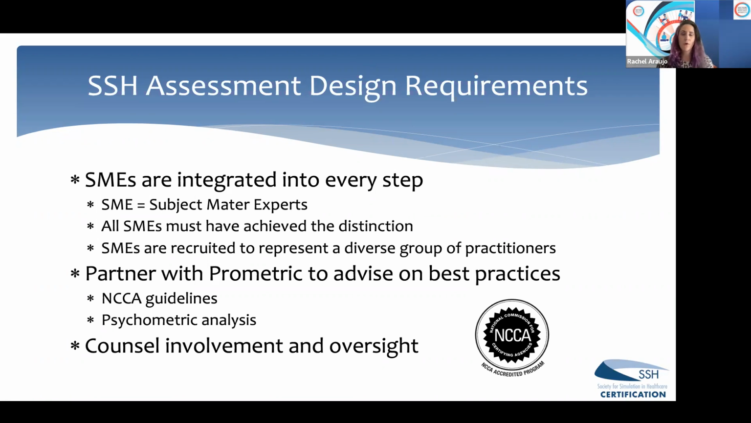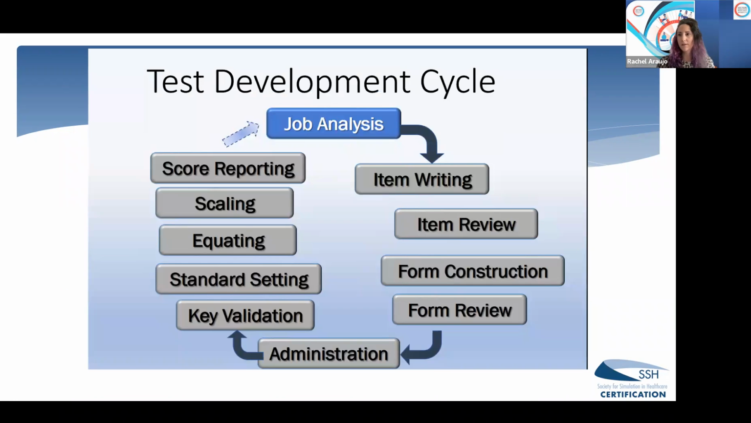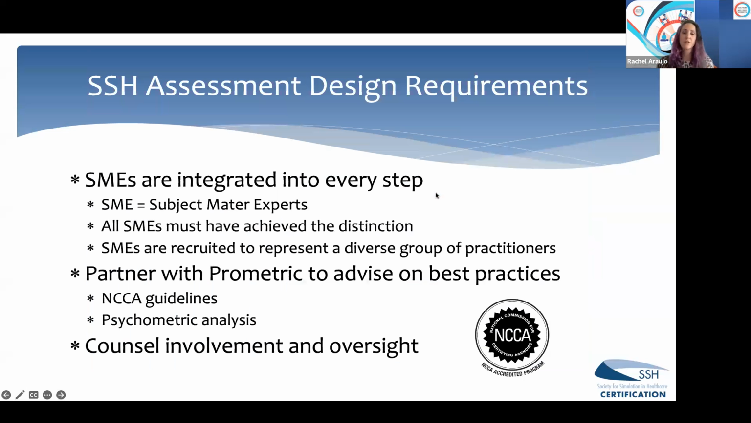We also look for people who have different years of experience. So we don't want all of our SMEs to be those who have 20 years of experience. They're great, they have good insight. But if we had an entire group of people with 20 years of experience, the exam would probably be more difficult than we need it, because where you are at 20 years versus 2 years is a little different, to say the least. So also different geographic regions.